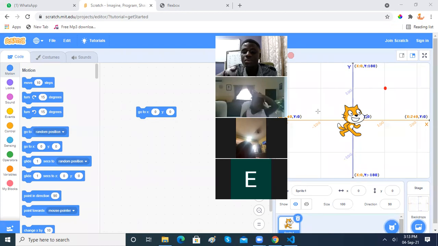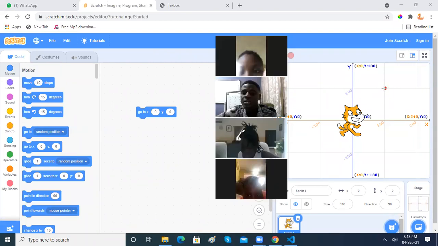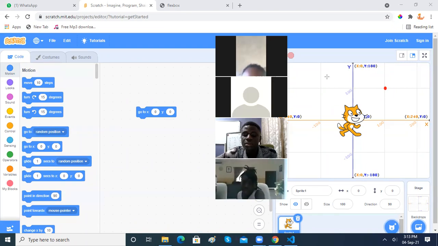Audrey, look at the dot and tell me the numbers for x and y. You see the red dot over here? What is the x and the y number? This is the x-axis. This is the y-axis. So the x, where is it pointing? Where is it on the x-axis? What of the y? 100. Very good.